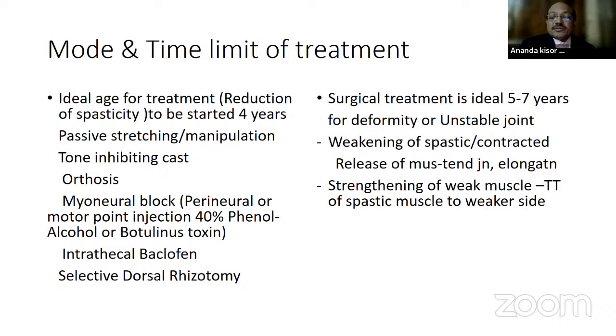What are the modes? Basically, they either weaken the spastic muscles, or do some controlled release at the musculotendinous junction. Why controlled? Because if you release the whole contracted muscle, as the muscle is already weak, it becomes very weak, and that may produce the opposite deformity. So controlled release of the contracted muscles is required. Or maybe controlled elongation, or there may be strengthening of the weak muscle, that is tendon transfer of the spastic muscle to the weaker side.